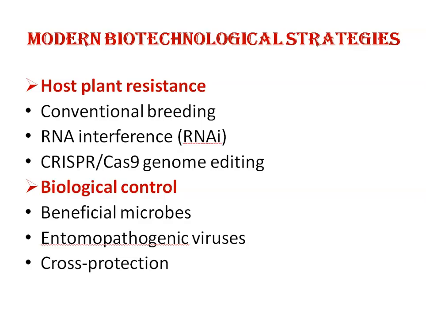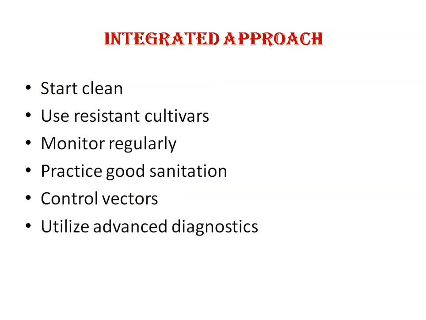Another method is cross protection. Here, inoculating a plant with a mild strain of a virus can sometimes protect it from the more severe strains. Through this method, it carries risk. And the last approach is the integrated approach.